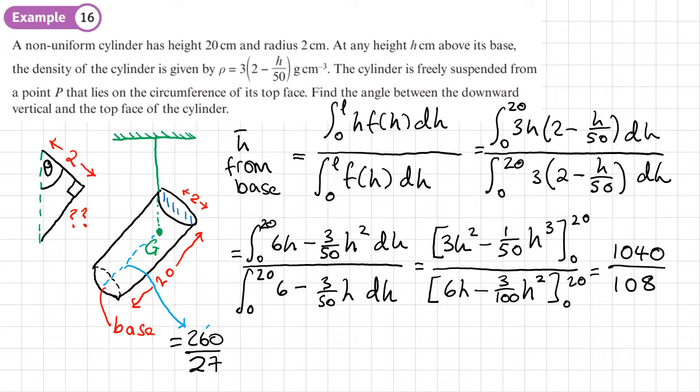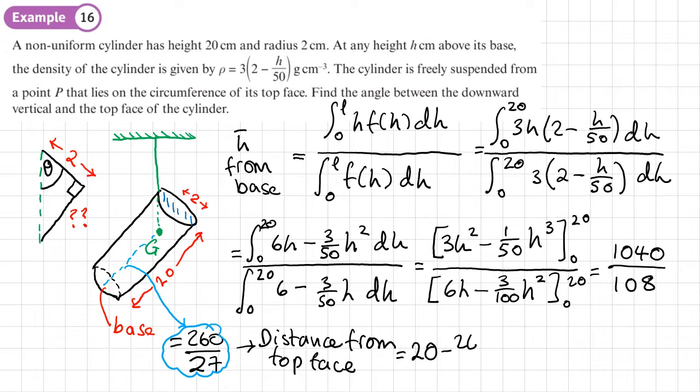Now remember, what we've got here is the distance from the base. So that distance is 260 over 27. We want this distance here, which is this distance here. So we need to do 20 minus that. So I'll just write down distance from top, or top face, is going to be equal to 20 minus 260 over 27. And that gives me 280 over 27. And we're now ready to finish this off, because I now know the length of this side here, which is 280 over 27.